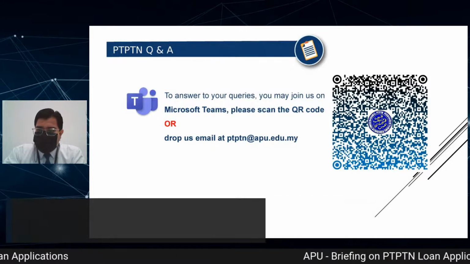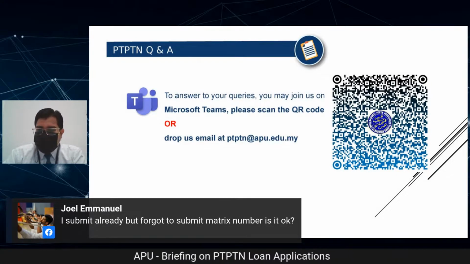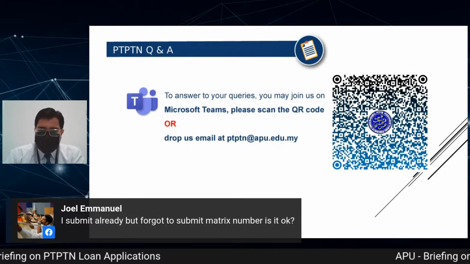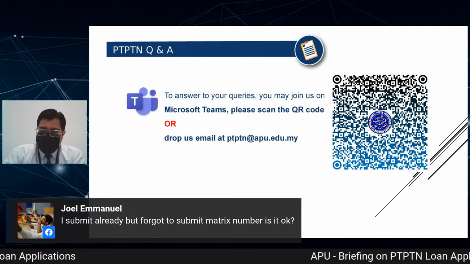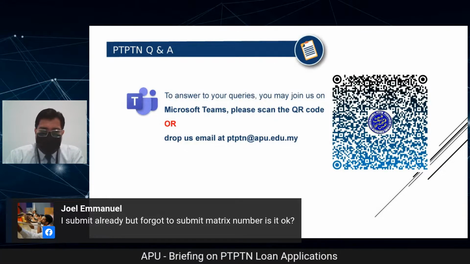Okay. Another question from Joel Emmanuel. I submitted already but forgot to submit the matrix number. Is it okay? The matrix number is actually your student TP number. If you have submitted without filling in the matrix number, it should be fine. It will not affect the application.